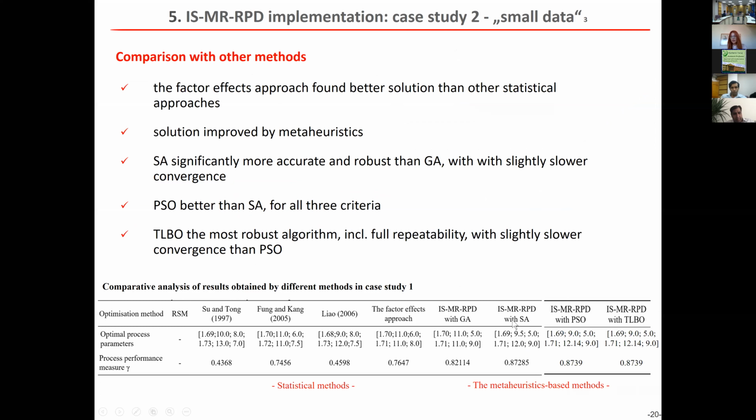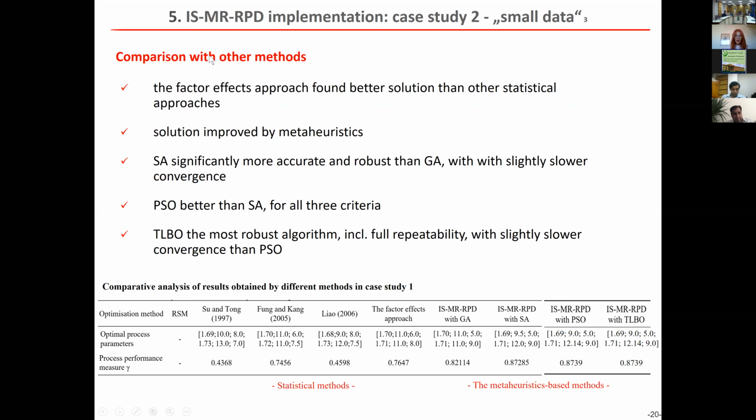So the method, the intelligent system for multi-response robust process design itself, is significantly better than the other methods, but it is very important which optimization tool you use. So the point is here, TLBO shows in general the most preferable results. It is slightly slower in terms of converging to the global optimum, but at the end it locates the global optimum.